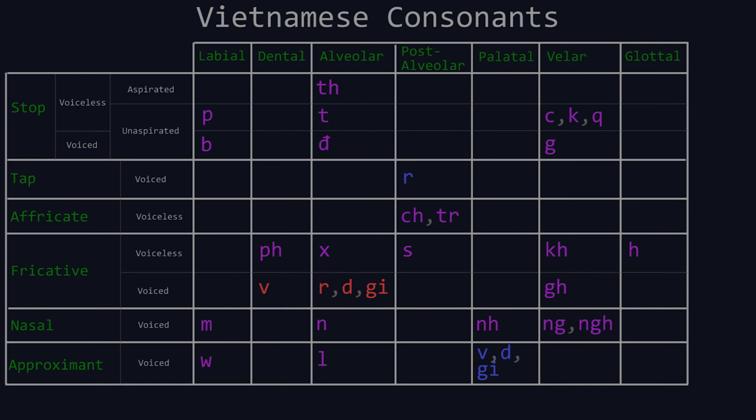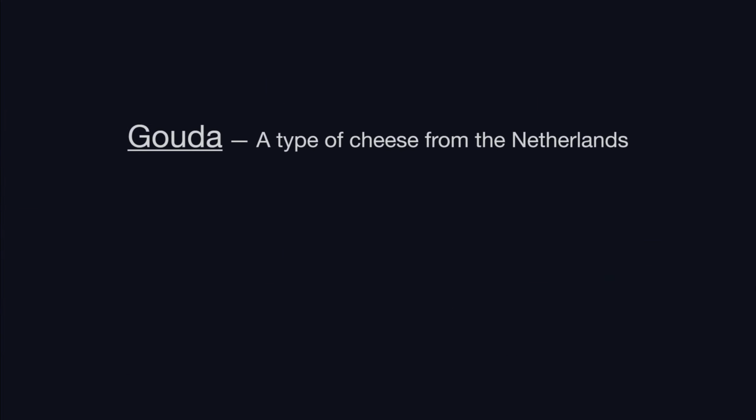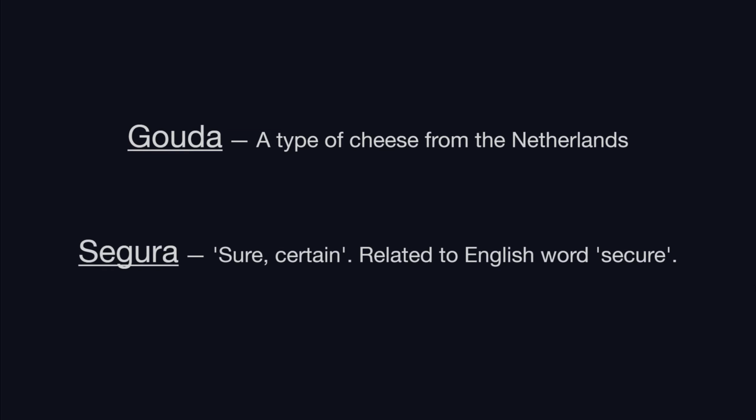In fact, English has a sound that's quite similar to this one. Take the word Gouda, for example, which is a type of cheese. Now, you may not realize this, but the D in Gouda is not pronounced like a normal D. It falls between two vowels, and so is pronounced as a tapped ra sound instead. To illustrate what I mean, let's compare the pronunciation of the English word Gouda to the Spanish word segura.